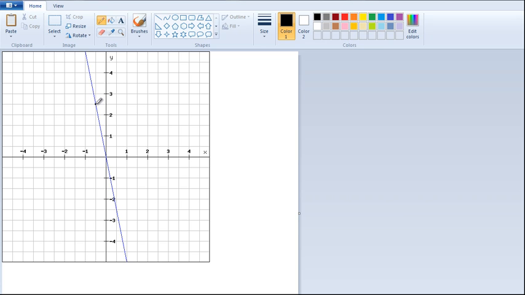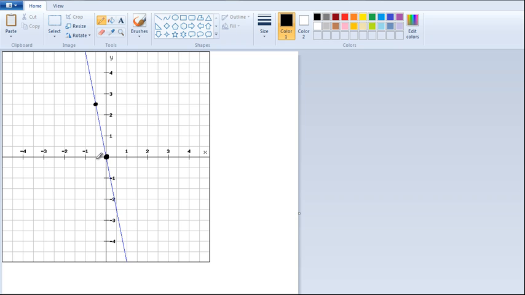Let's choose this one. And how about this one? So it doesn't matter which points you choose. You have to choose 2 points on the line. Then we have to see how the x and the y coordinate change from this to this.